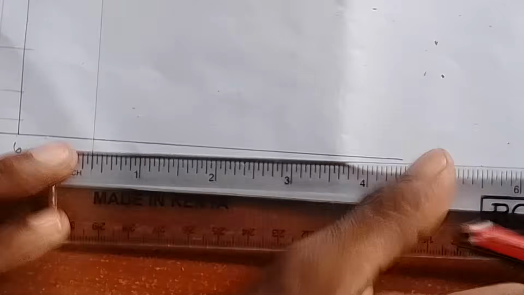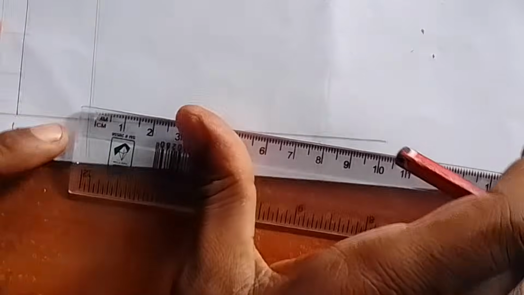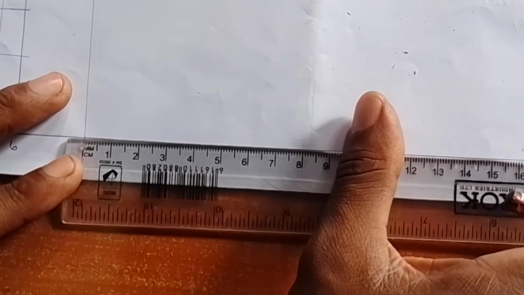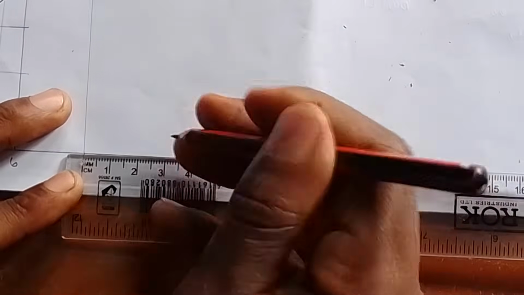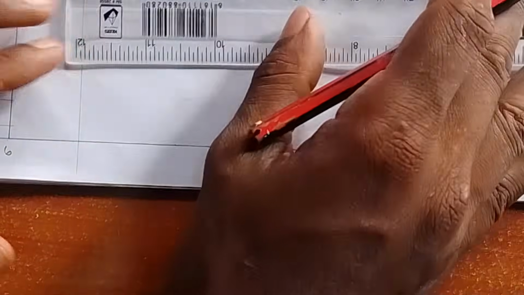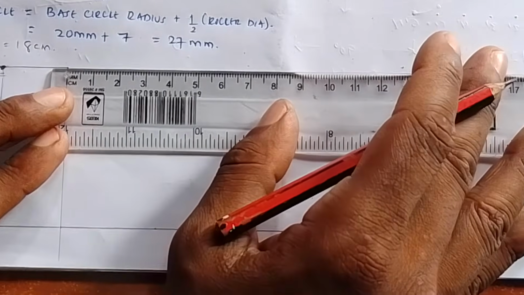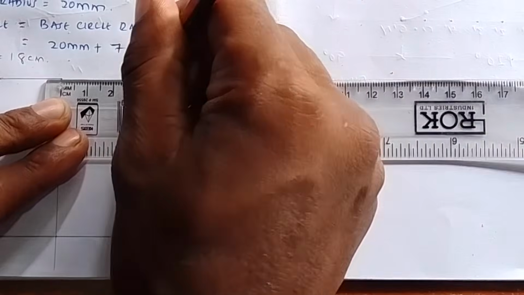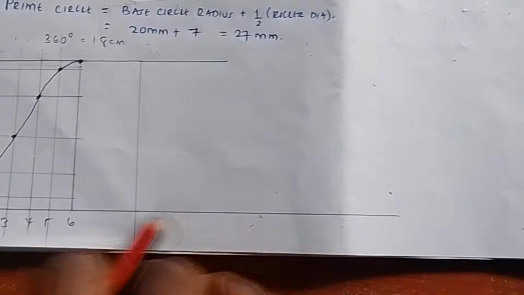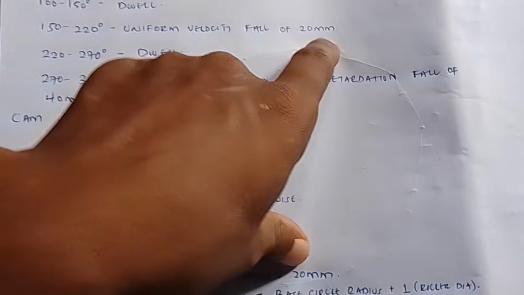is 3.5 centimeters. So from this point again, you measure your 3.5 centimeters here. From this point again, measure your 3.5 centimeters. It will be at this particular point. After you've measured it, do the same thing again on top here. It will be at this particular point. Then we are told it is a fall of 20 millimeters.